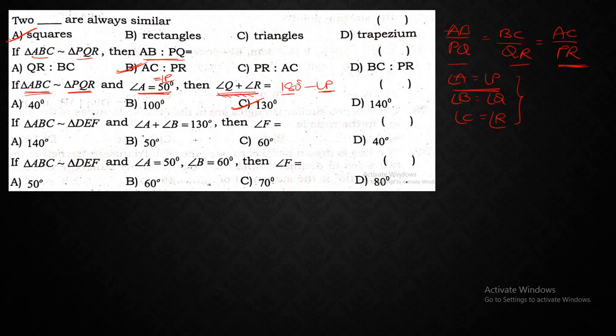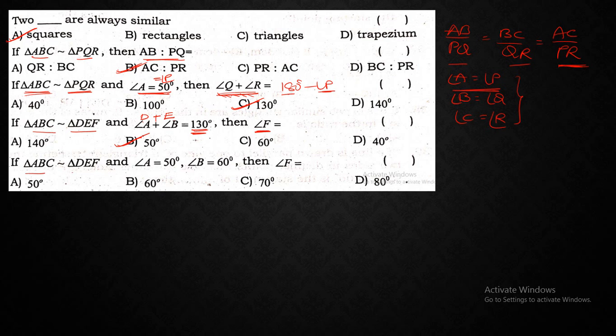Next, he has given triangle ABC is similar to triangle DEF. That means angle A is equal to angle D, angle B is equal to angle E, right? Angle A plus angle B is equal to 130, the same way angle D plus angle E is equal to 130. So angle F means 180 minus 130, which is 50 degrees. So angle F is equal to 50 degrees.